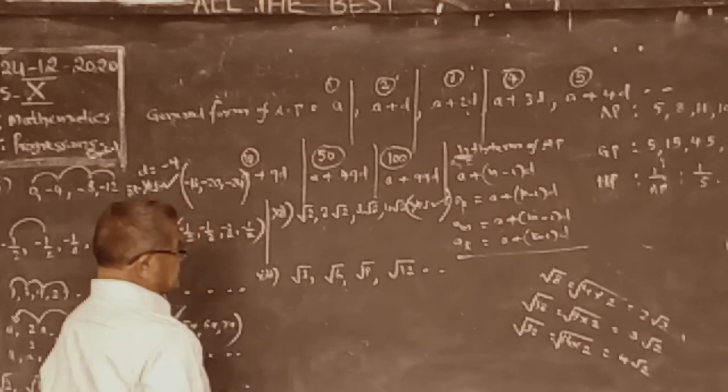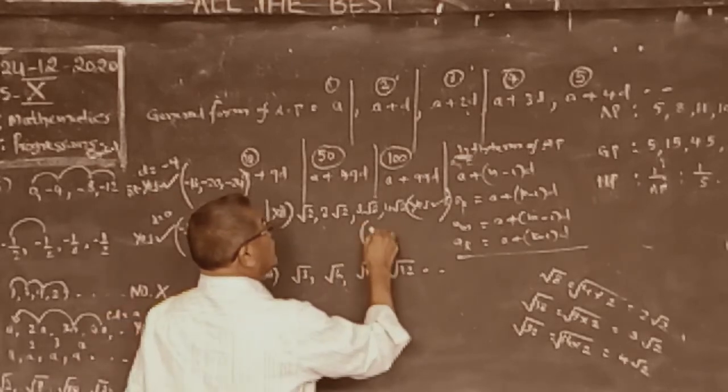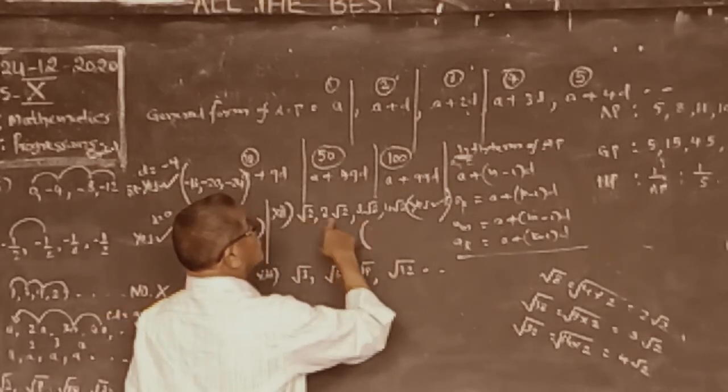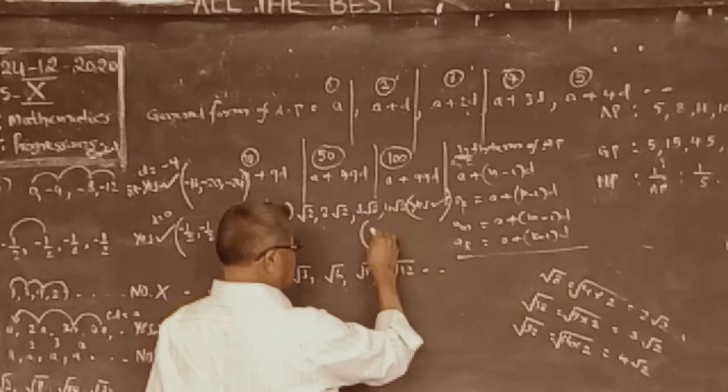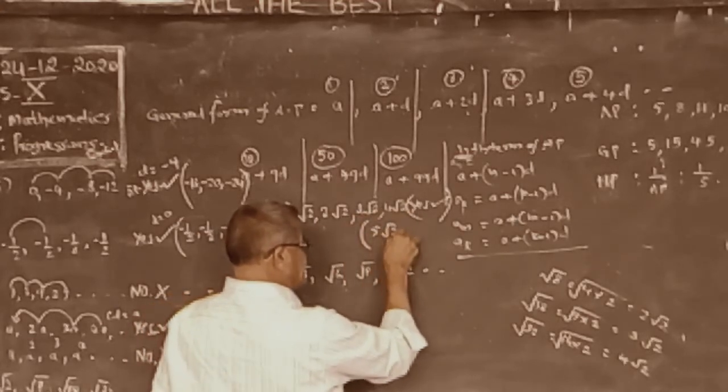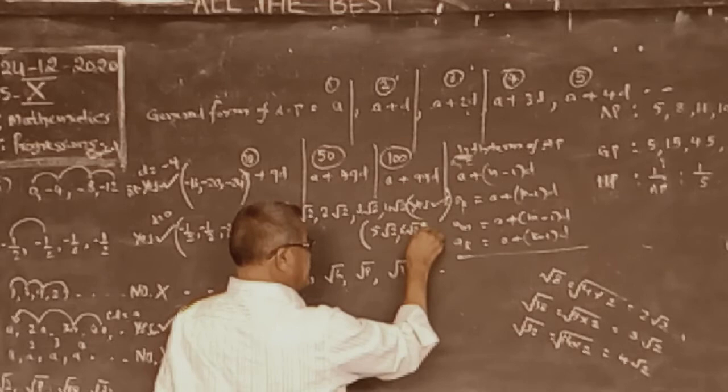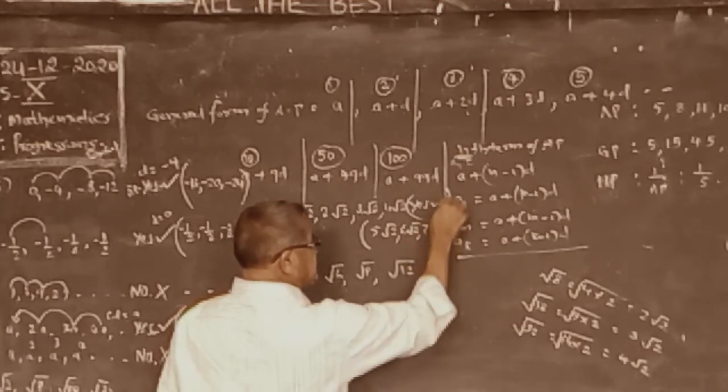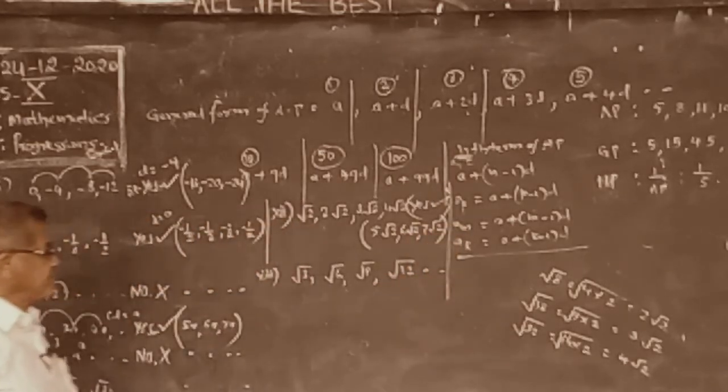The next three terms are 1 root 2, 2 root 2, 3 root 2, 4 root 2, 5 root 2. Next 6 root 2. Next 7 root 2.